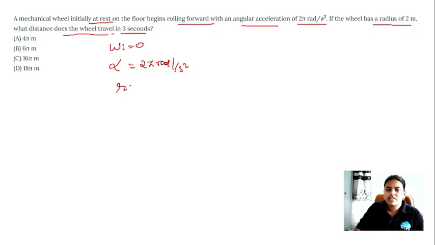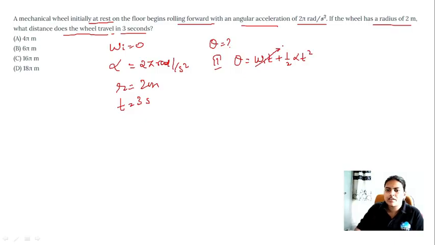And the radius of the wheel is 2 meter. So in 3 seconds, how much linear distance would it cover? So theta, how much would it cover? We will use the second equation: theta is equal to omega initial t plus half alpha t square.